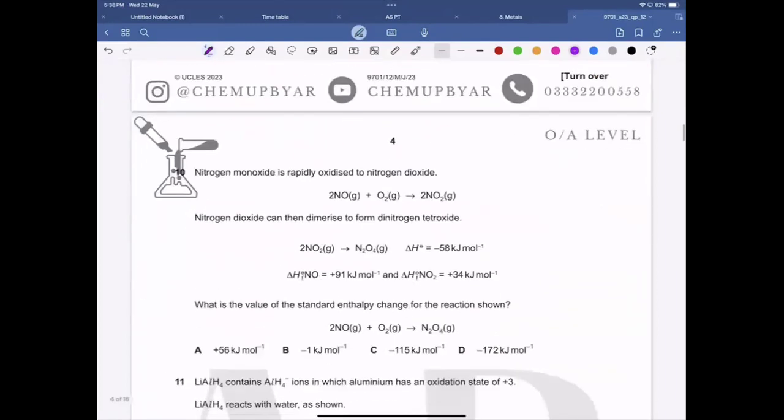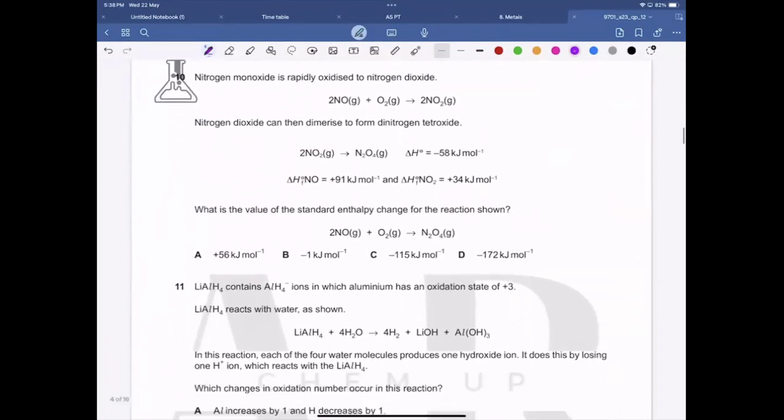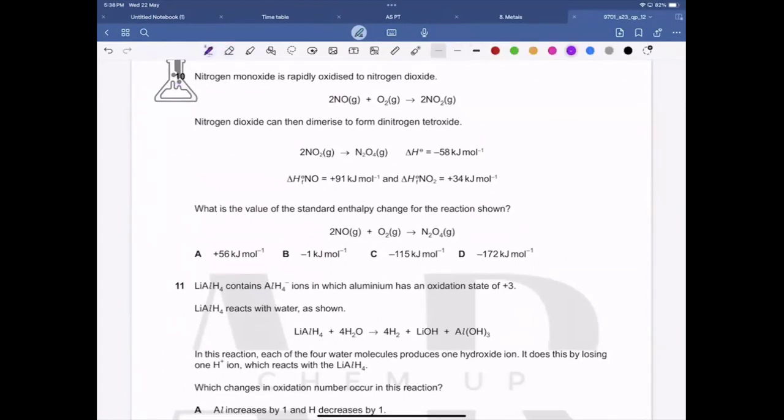Okay, now question number 10. Nitrogen monoxide is rapidly oxidized to nitrogen dioxide. We got the equation. Nitrogen dioxide can then dimerize to form dinitrogen tetroxide. Okay, this is the equation. The delta H of formation of NO is this and NO2 is this. What is the value of the standard enthalpy change of the reaction shown?